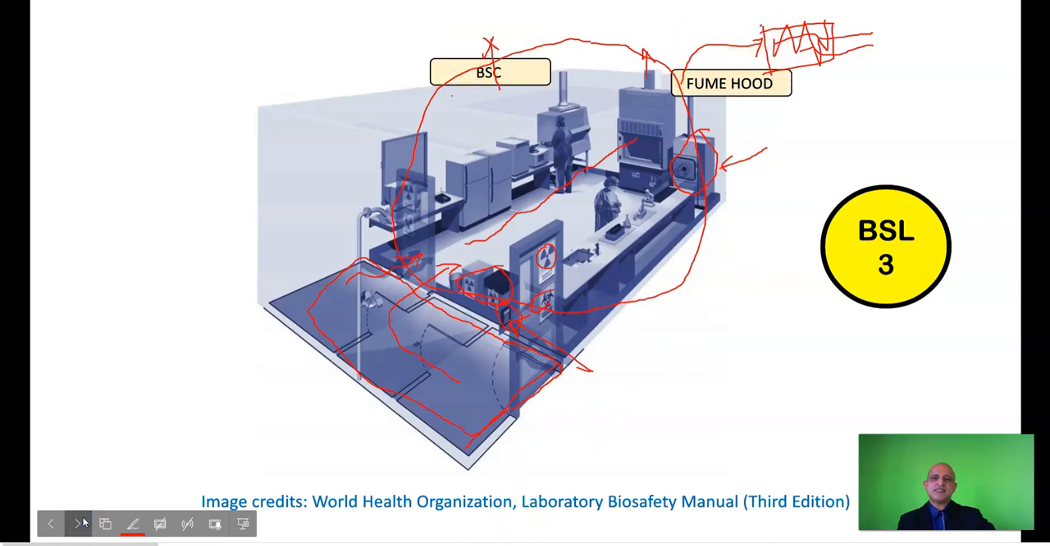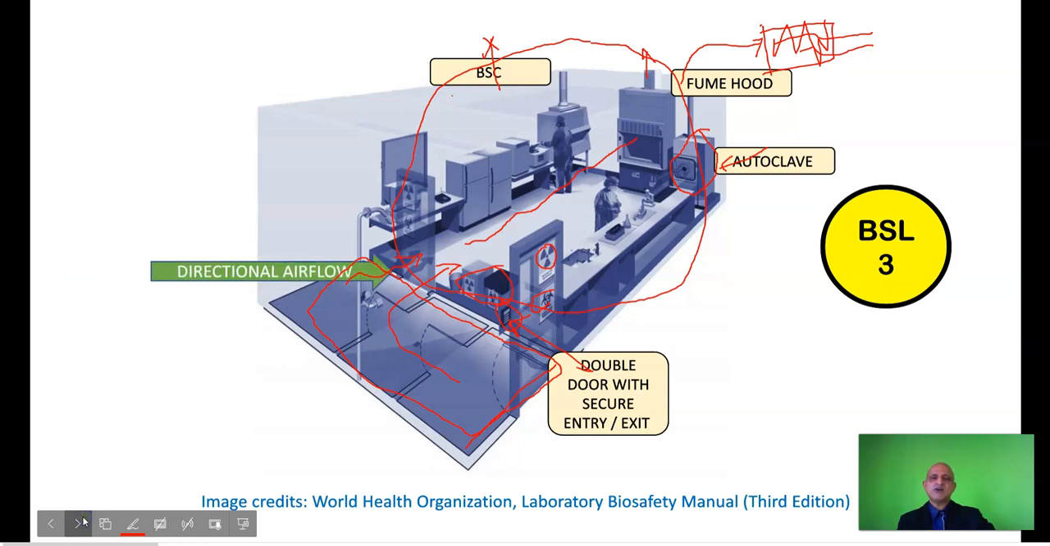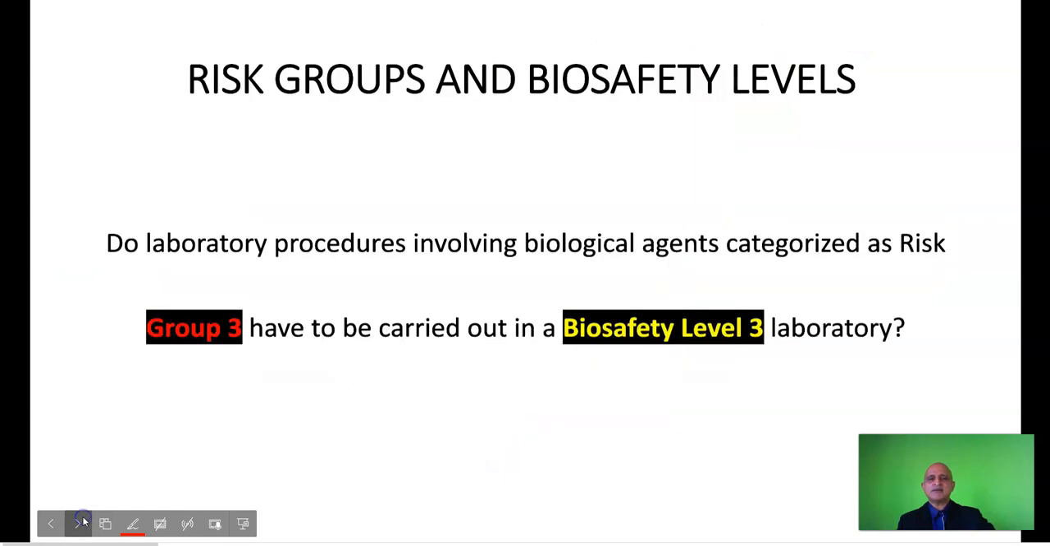So you have your BSC, your fume hood, your autoclave, and then your double door with secure entry and exit, as I have discussed earlier. Finally, you have your directional airflow, and this is a very important aspect of containment.